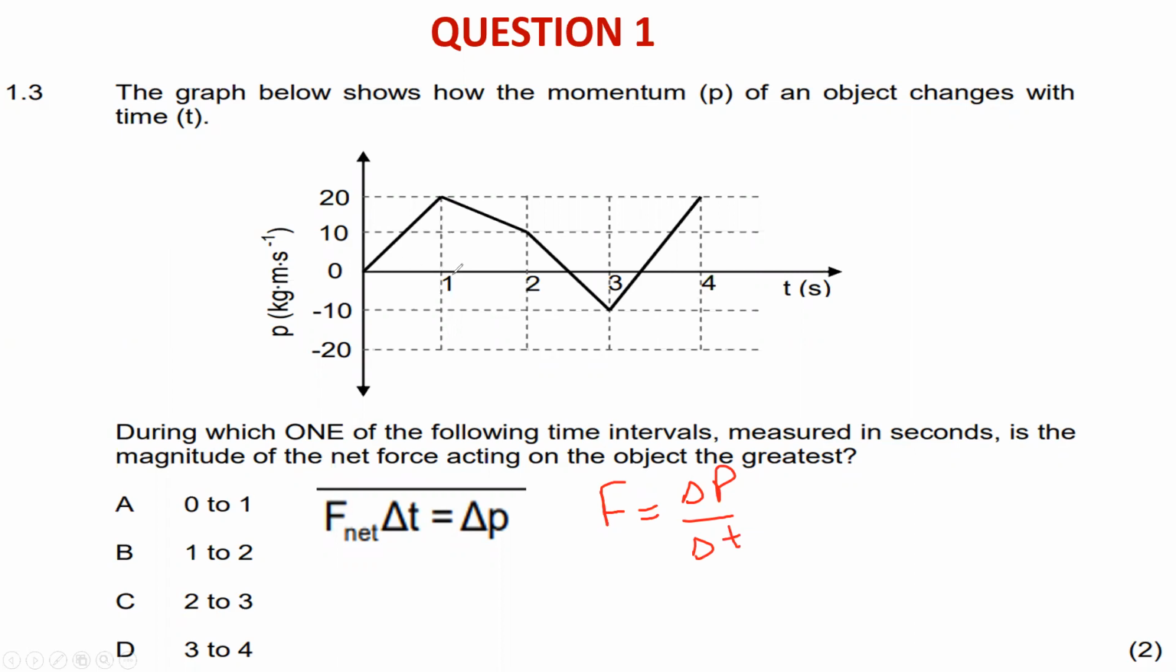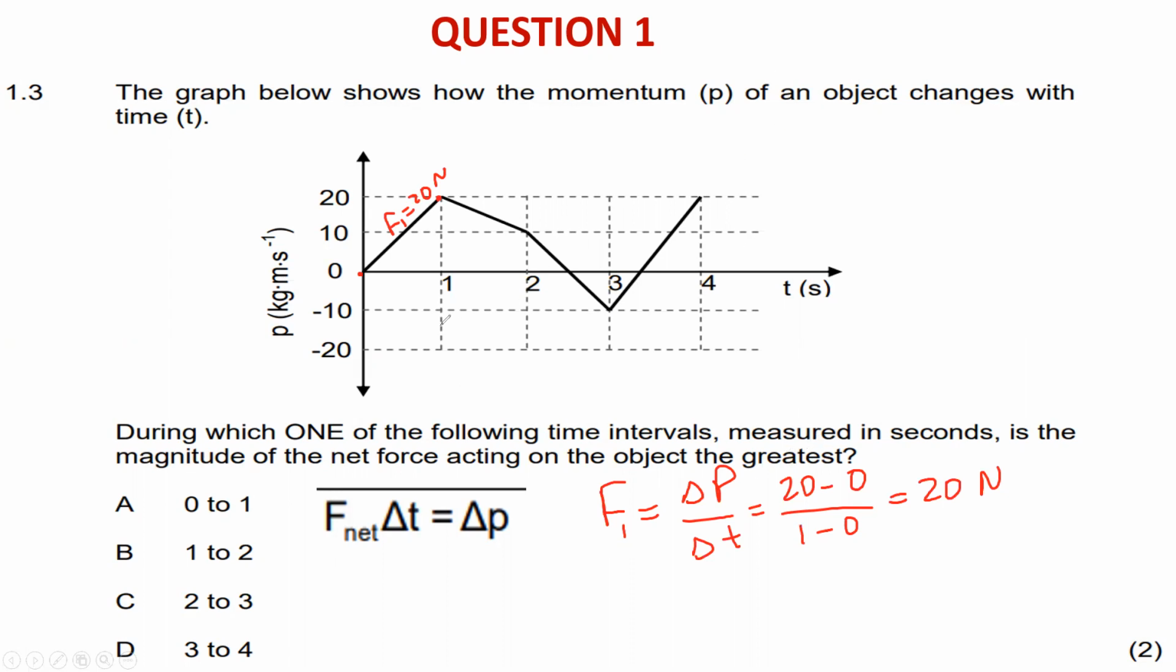So from 0 to 1, how can we get F1? F1 is equal to delta P for 1 second. What do you have? 20. So 20 minus 0, because for 0 you have 0 here. These 2 points we are using. And time 1 minus 0. And then you are getting 20 newtons. This is our first one, F1, 20 newtons from 0 to 1. We are looking for the greatest one.